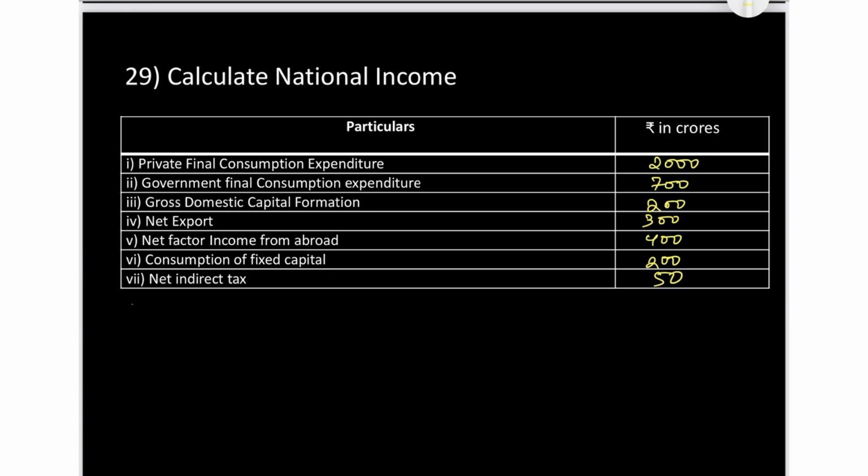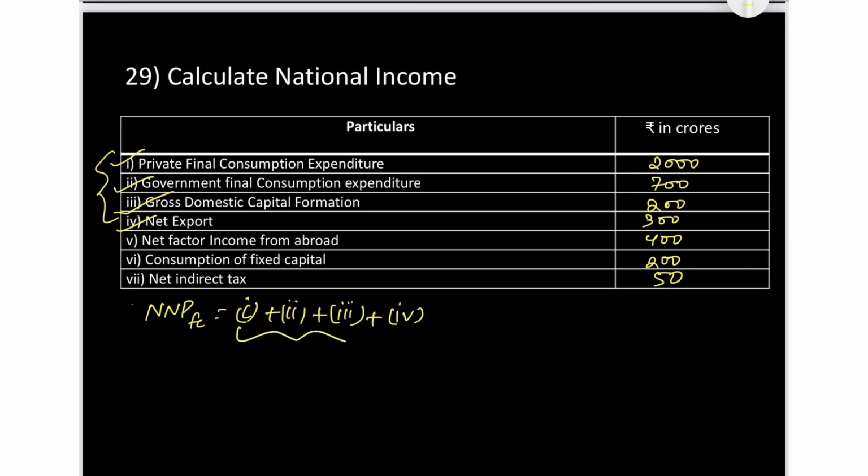So the question has asked us to find NNPFC, that is national income. So private final consumption expenditure is given, government final consumption expenditure given, gross domestic capital formation and net exports, all given directly. C plus I plus G plus X minus M, all given directly. So 1 plus 2 plus 3 plus 4 is given directly. Then this much will give us GDP MP.